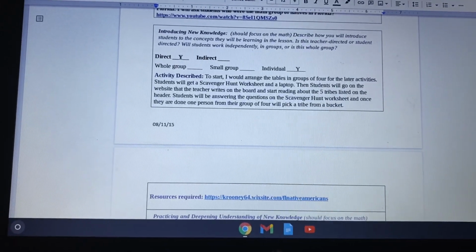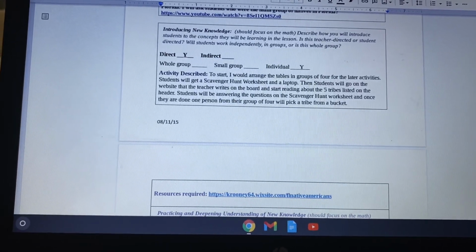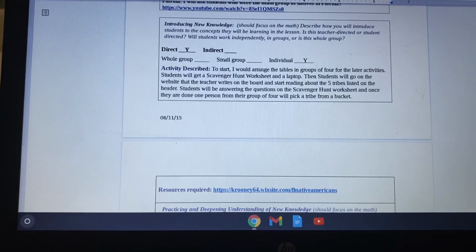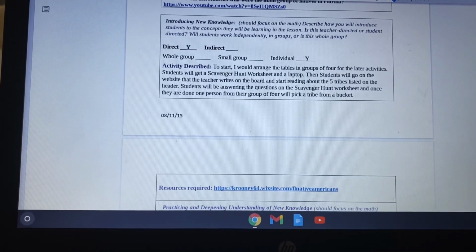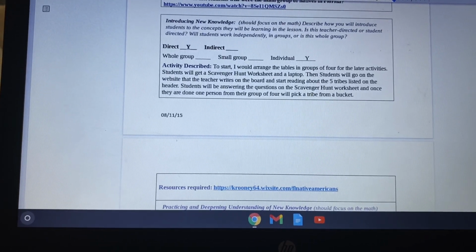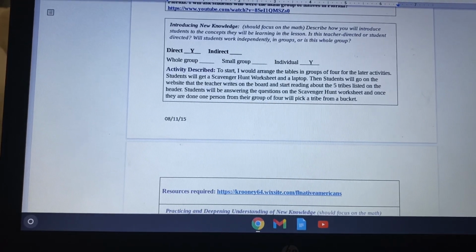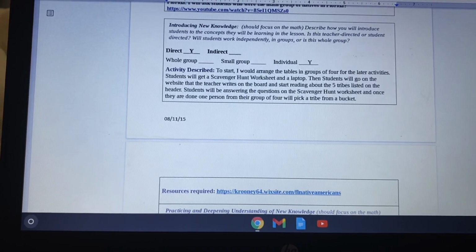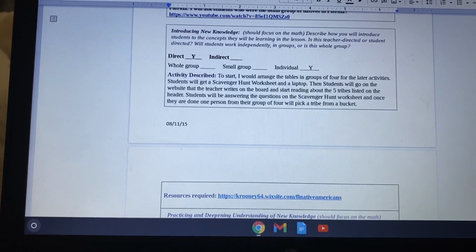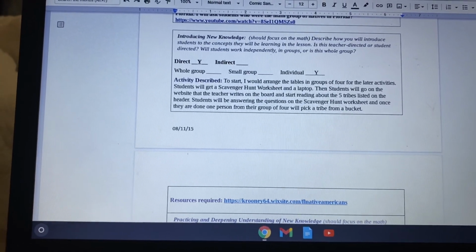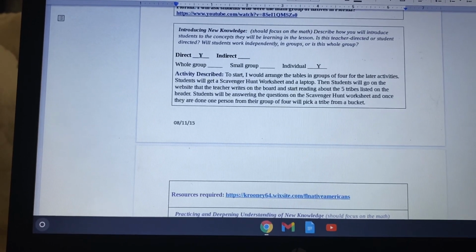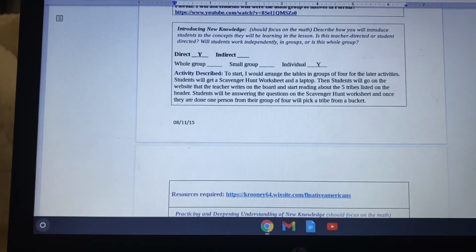I said to start, I would arrange the tables in groups of 4 for the later activities. Students will get a scavenger hunt worksheet and a laptop. Then students will go on the website that the teacher writes on the board and start reading about the 5 tribes listed on the header. Students will be answering the questions on the scavenger hunt worksheet, and once they are done, one person from their group will pick a tribe from a bucket.